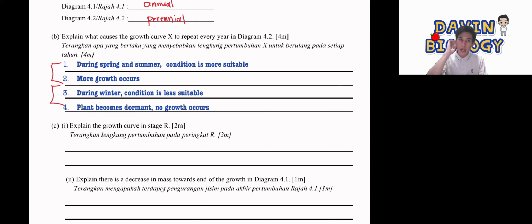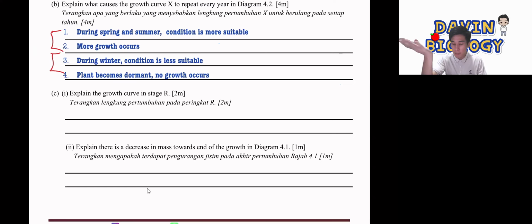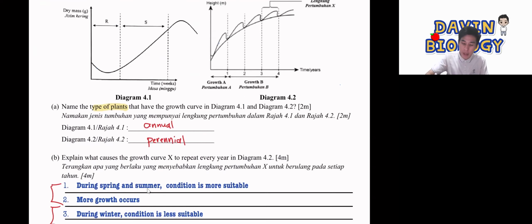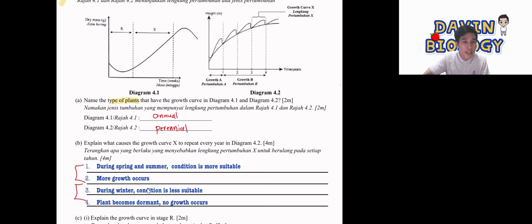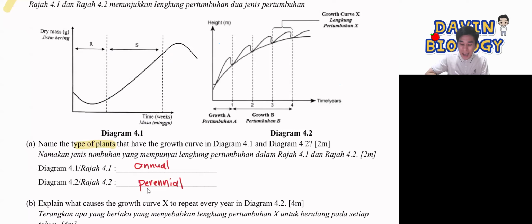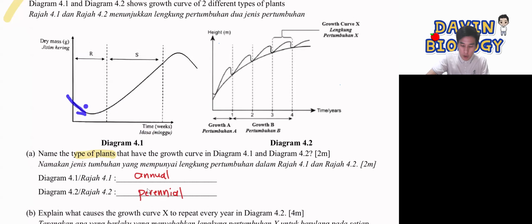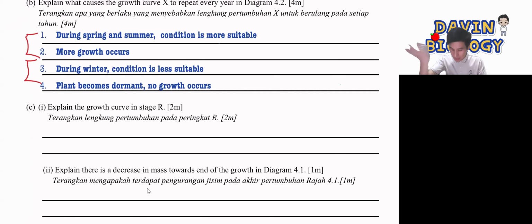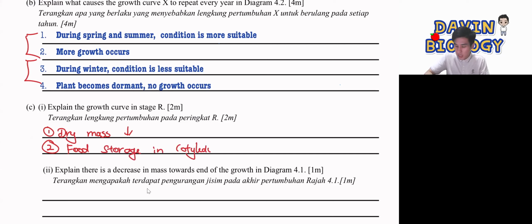And if you look at the next two, we actually already mentioned this earlier just now, because they are both asking regarding the annual growth curve, the R and S. So explain the growth curve in stage R. Same thing. If you ask growth, you talk about the mass first. Remember, please always start with the mass. Mass decreases. Why? Because the seed germinates. Easy, same 2 marks. So dry mass decreases. So we write the same thing again because food storage in the cotyledon of the seed is used for germination.